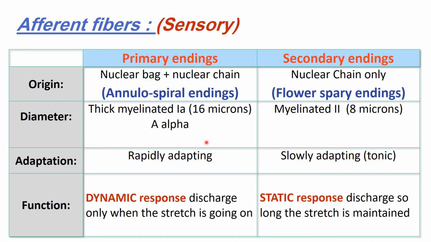But the other is slowly adapting, the secondary ending, which we also call tonic fibers. What do we mean by slowly adapting? Slowly adapting receptors are responsible for static response. So they can maintain or continue discharging when the stretch is maintained, continuous, or sustained. Okay, that's the main difference between the nuclear bag and nuclear chain, or the primary and secondary endings.